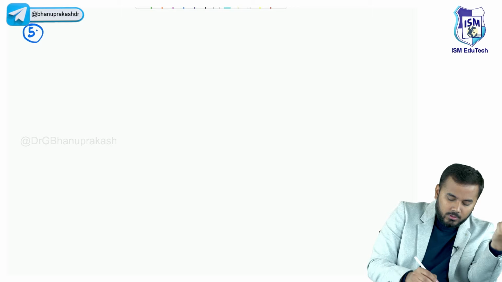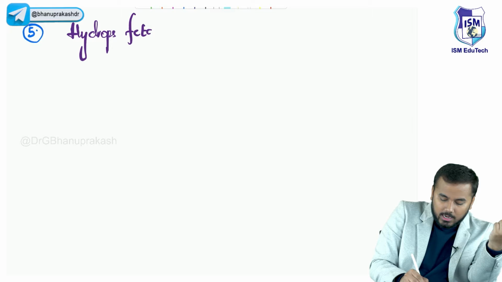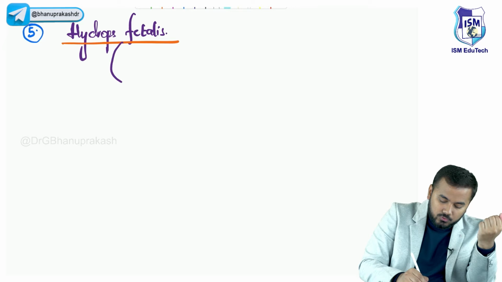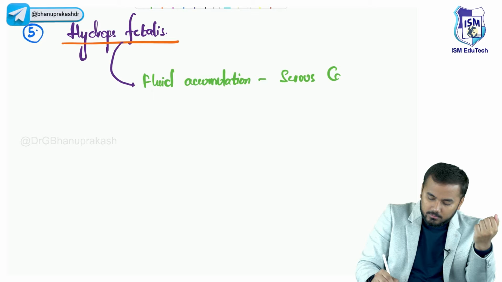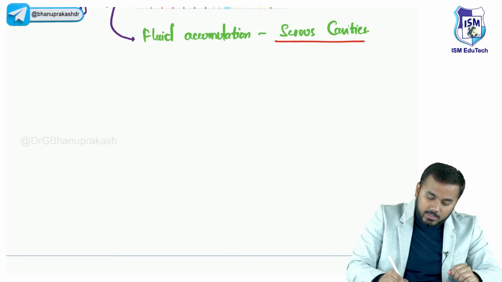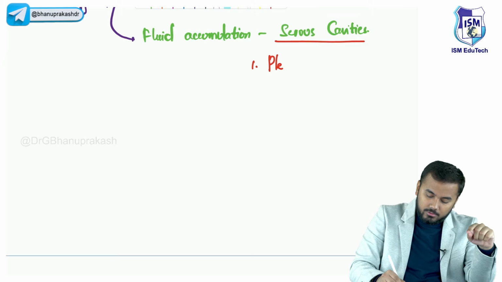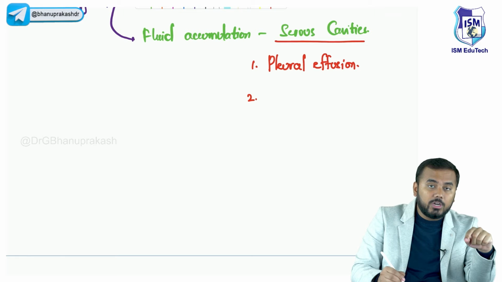Okay, so hydrops fetalis also plays a very important role. So in hydrops fetalis, what is happening? There is fluid accumulation in the serous cavities. Serous cavities means, in the lungs the fluid will be accumulated and this would lead to what? Pleural effusion. Same effusion in the heart, what is it called? Pericardial effusion.